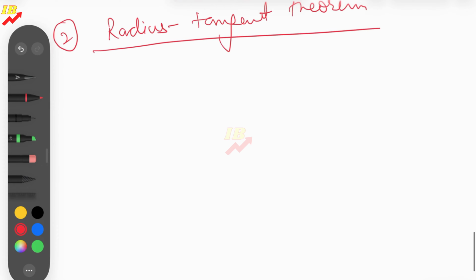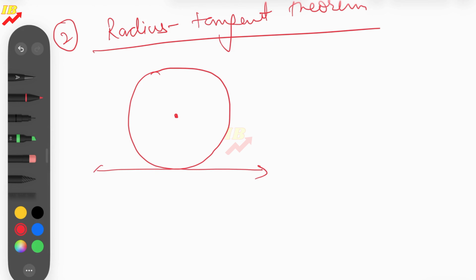Radius tangent theorem says that if you are drawing any circle, this is the center of the circle, and if a tangent is passing through it, this is the point of contact. What is this called? This is called the point of contact. When a circumference and the tangent touch each other, that point is called the point of contact.